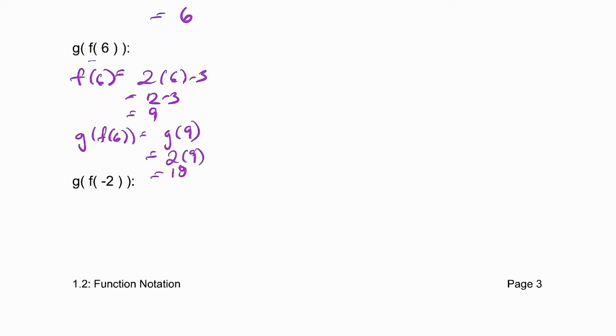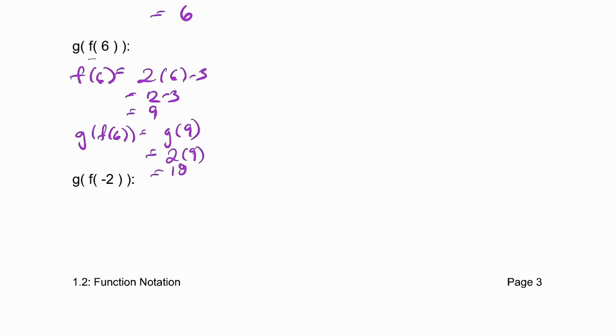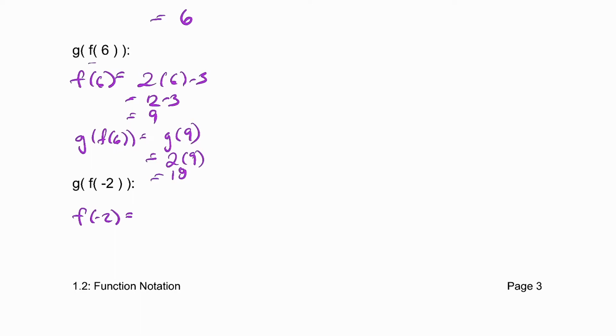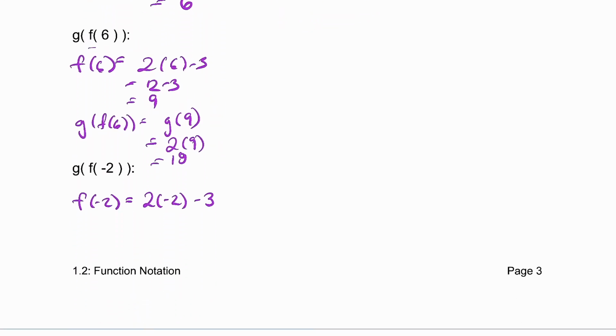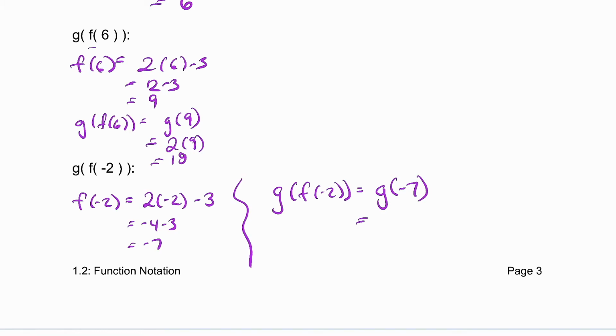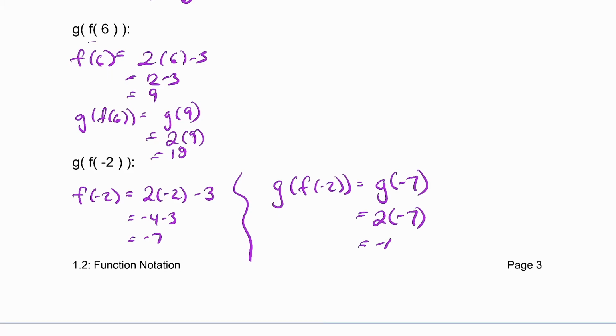Okay. And so finally, the last example is that we want g of f of minus 2. So again, we need to figure out what f of minus 2 is first. So f of negative 2 is going to be 2 times negative 2 minus 3. I think that was our function. Yeah, 2x minus 3. So that's going to be negative 4 minus 3, which is minus 7. And over here, we have g of f of minus 2. Well, that's going to be the same thing as g of minus 7. And this is going to be 2 times negative 7, as that's what the g function says. And that's going to be minus 14.